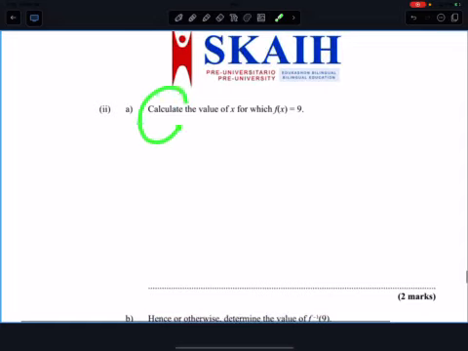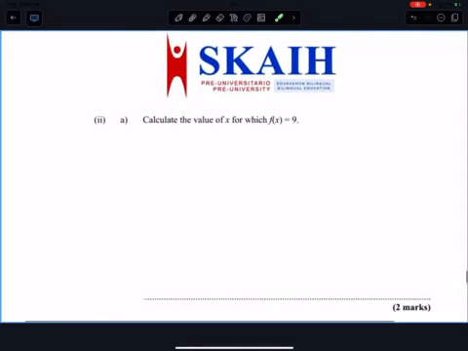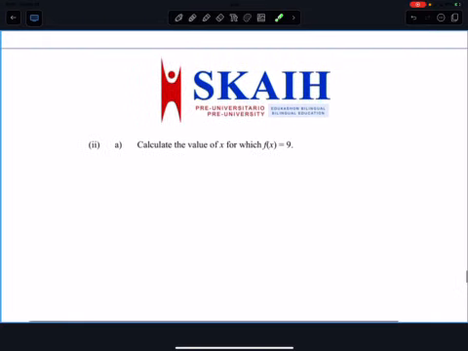Here we go. You see? Calculate. As soon as you see it, oh, wait. I have to show what I'm doing. Yes? Calculate. Show what you're doing. Fx equals 9. I left it out. Fx is another word for y.